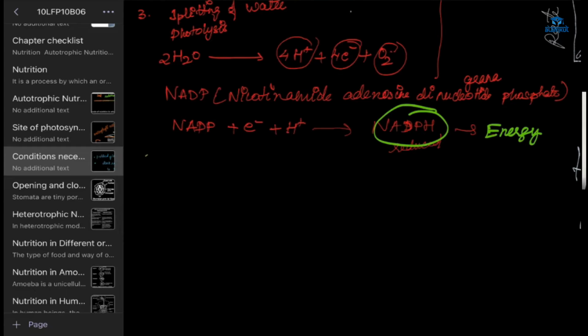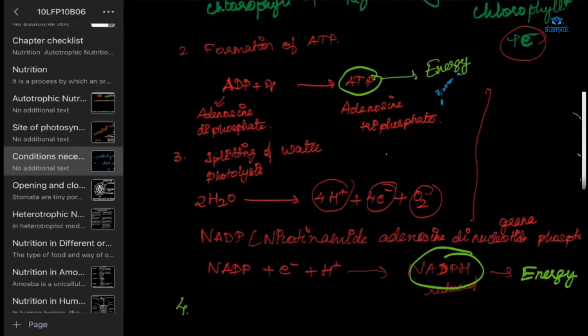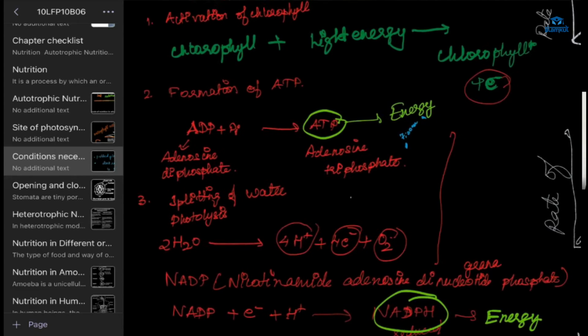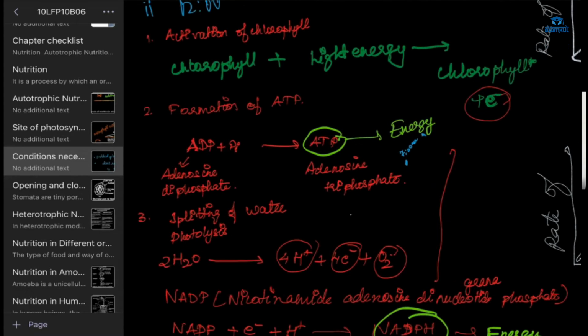Then the last step, this all occurs in the light reaction. Okay. What is happening here is first there is activation. When light energy comes, the sunlight comes, chlorophyll is activated, and what happens? It gives out electrons. So from those electrons, there is formation of ATP from ADP and inorganic phosphate.